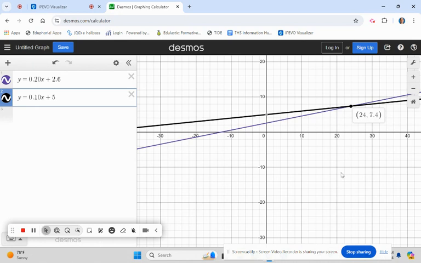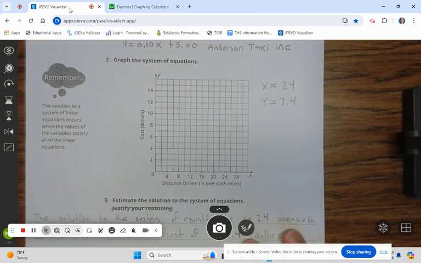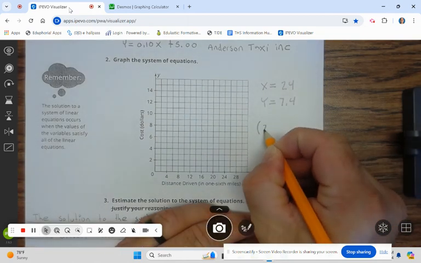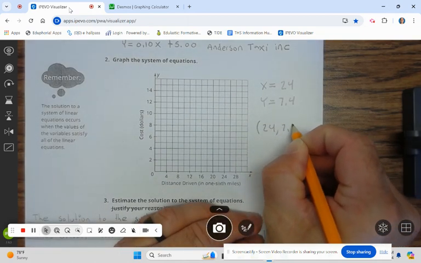And so our solution is x equals 24 and y equals 7.4. So our solution is x equals 24, y equals 7.4, which can be written as 24, 7.4.